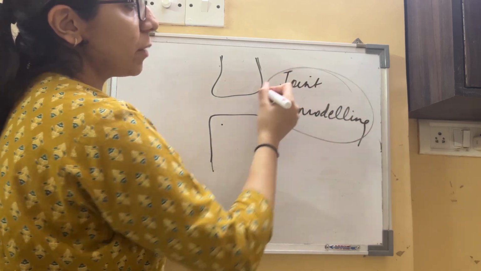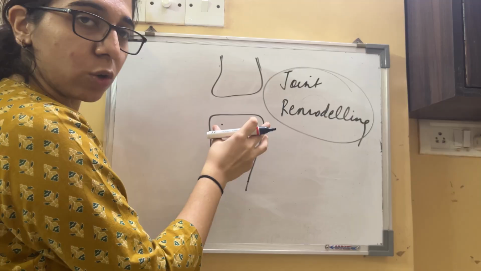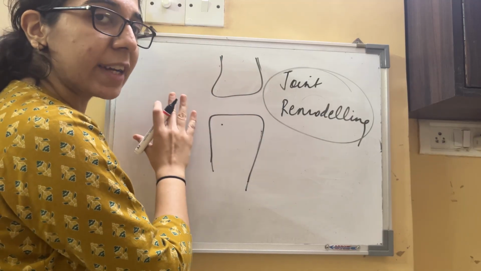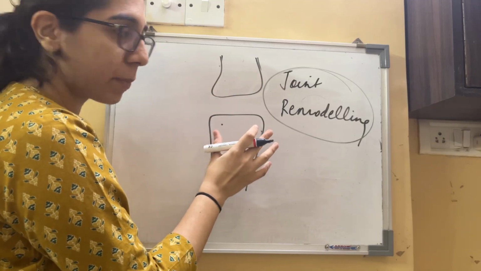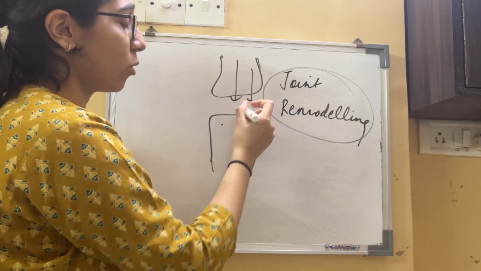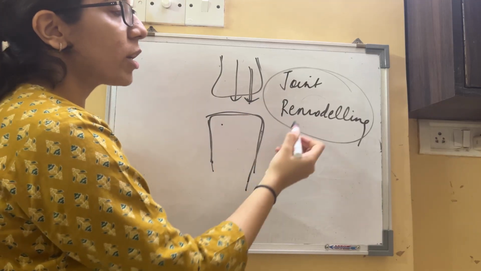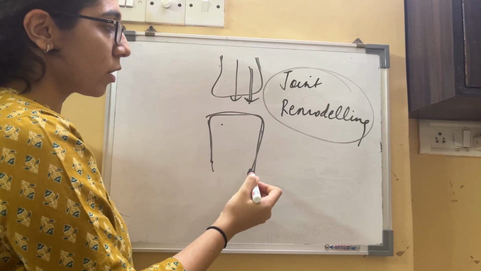Joint remodeling is a process where the bones undergo certain adaptations to take up the extra force. Now the cartilage is not there. There is no redistribution of forces that is taking place. All the compressive load is coming on the joint surface. So now what are the adaptations that the joint surface undergoes?